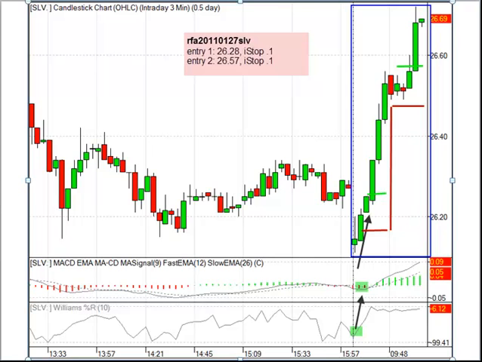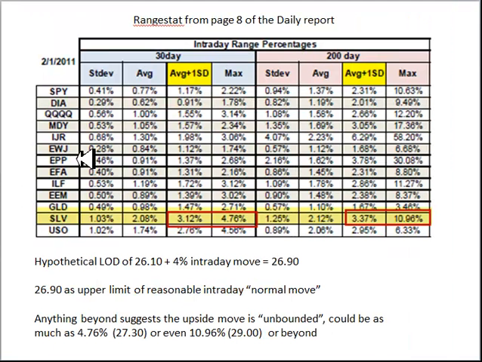And this is where the range stat comes in. So I'm going to shift now to a new chart, and this comes from page 8 of the daily report called the range stat, and at the top is a collection of indexes that we like to follow, and silver is one of them. And there are 2 time periods, 30-day and 200-day. And we calculate the distance between the high and the low of each of those days going back 200 days and 30 days. We find the min, the max, the average, and the standard deviation.